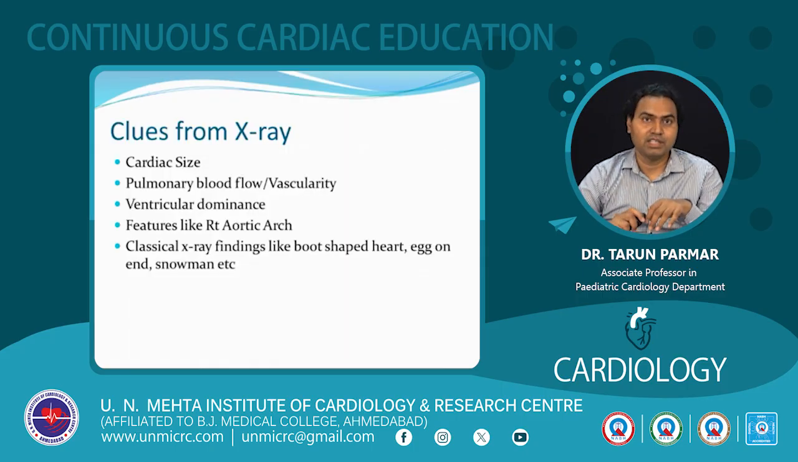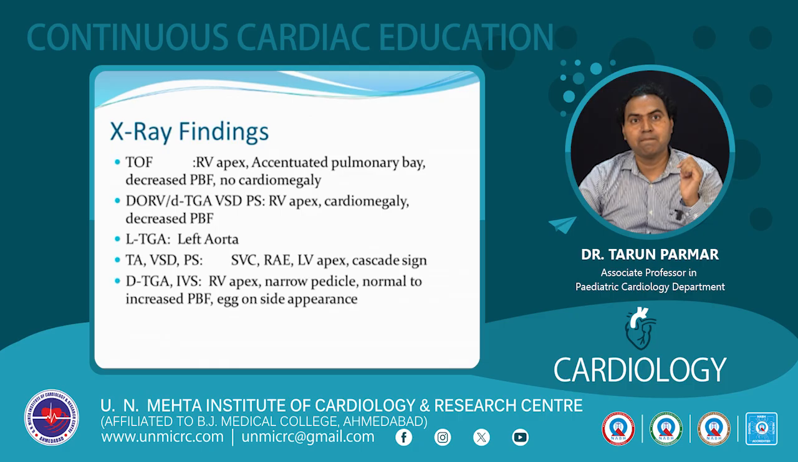So what are the clues from the X-ray to go towards the diagnosis of CHD? First, you have to see the cardiac size, either cardiomegaly or normal size. Then pulmonary blood flow or vascularity, whether there is increased or decreased QP. Then which ventricle is dominant, RV or LV. Then you have to look at the aortic arch, whether it is a right or left aortic arch. And then the classical X-ray findings, like boot-shaped heart in TOF or pulmonary atresia, egg on side appearance in TGA, or snowman appearance in TAPVC. So these are the different X-ray findings we have described.